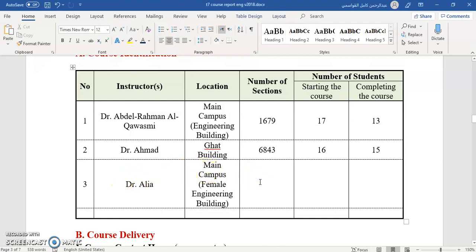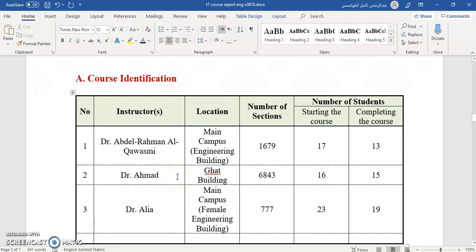The number of this section, for example 777, starting course, for example 0.3, completing the course, for example 90. Now, as you see, you have a question. We have now 3 sections for the same course.